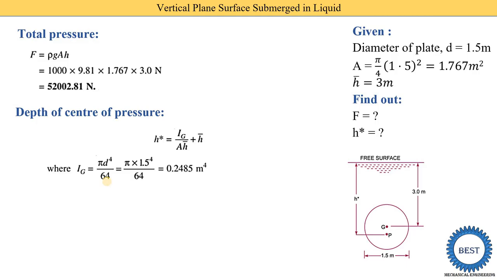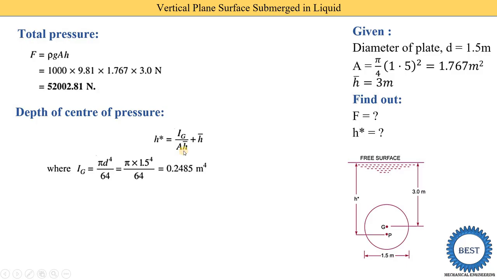In the last numerical we took the surface as rectangular. For a rectangular surface, the equation of Ig is b into d cube divided by 12. In the next numerical we solve for a triangular shaped surface, and in that video we study the equation of Ig for triangles. So here we find the value of Ig. Pi is 3.14, D is 1.5, so 1.5 raised to 4 divided by 64. We get the answer of Ig as 0.2485 meter raised to 4.